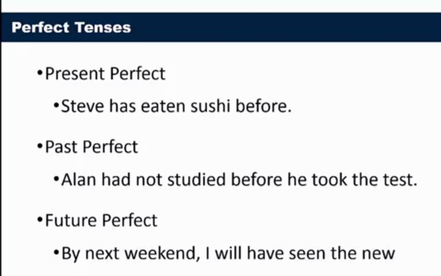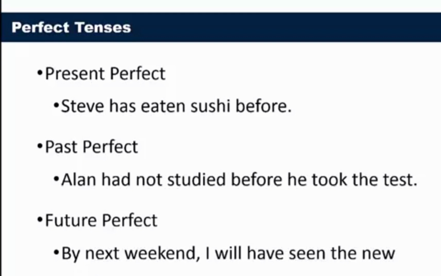So in this example, Alan had not studied before he took the test. What are the two actions? You have studied and took. So we want to show that in the past, before he took the test, he had not studied. This is a negative, but your past perfect is made by using the past tense of have, which is had, and the past participle of study, which is studied. This verb here is just simple past tense. The one that happened before the other is going to be the past perfect.